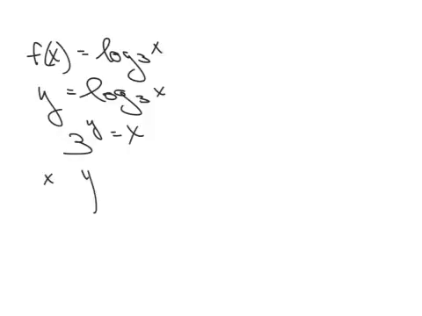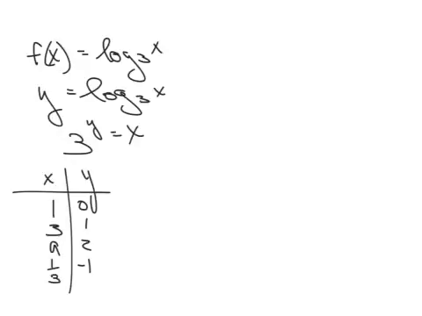So then we just use our x and y like we just did on the last one. We put a 0, we get a 1. Put a 1, we get a 3. Put a 2, we get a 9. Let's go the other way. Put a -1, and we get a 1/3. -2, we get a 1/9.